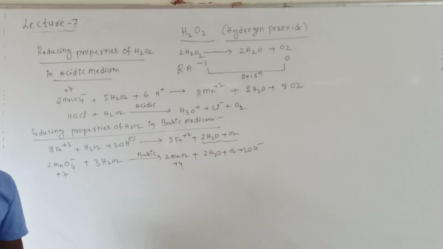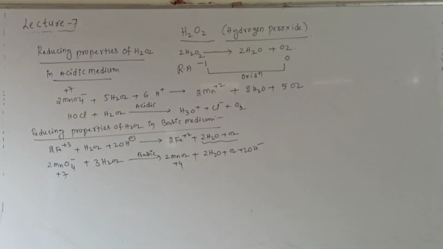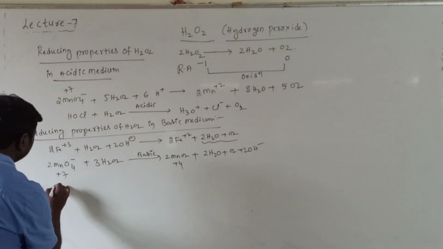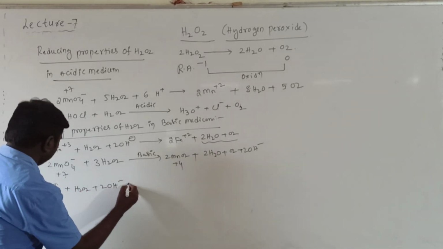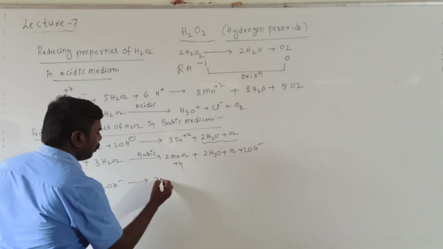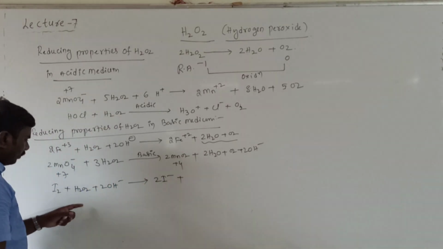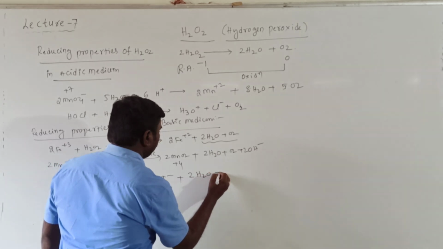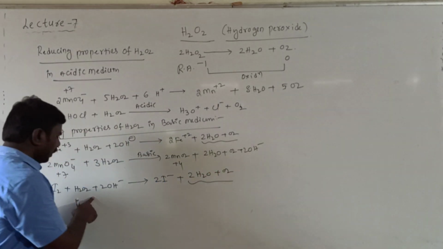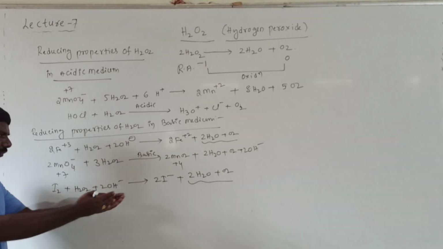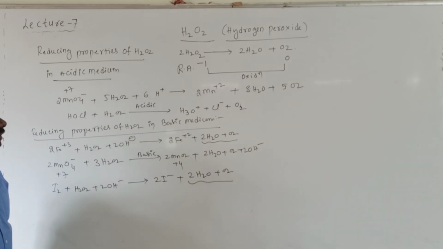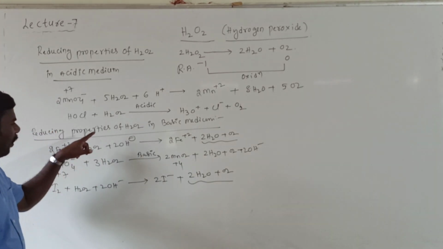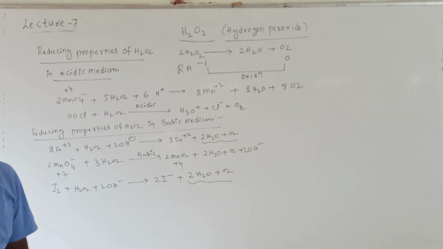Right now, another one. Another equation will be I2 plus H2O2 plus 2OH minus. Then it gives rise to 2I minus plus 2H2O plus O2, reducing agent. Clear it is. If you make it reverse, that is oxidizing action. This is a reducing action. So now these are all reducing properties in basic medium. Another equation also there.